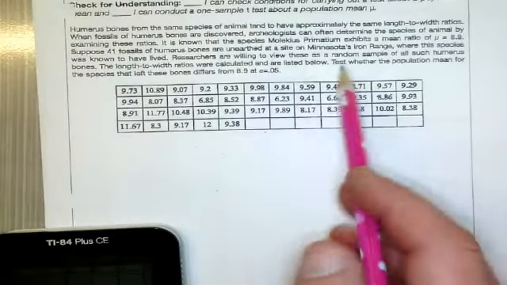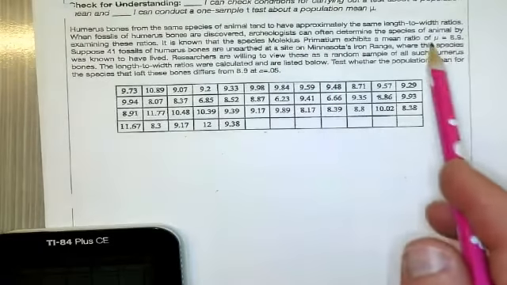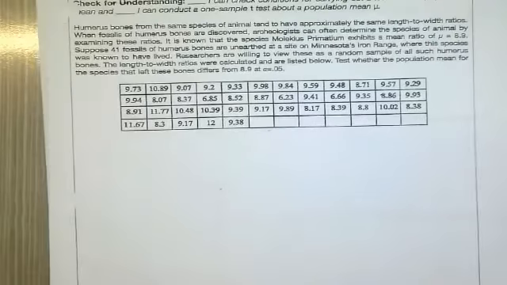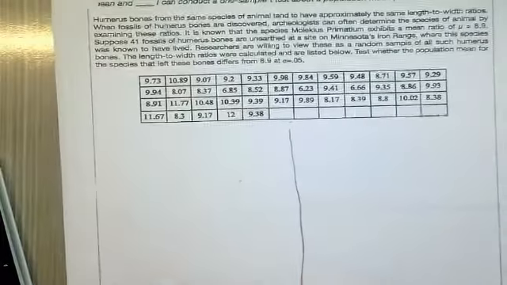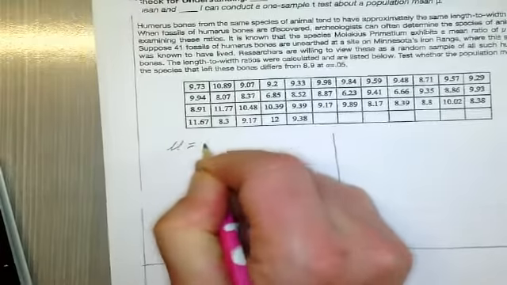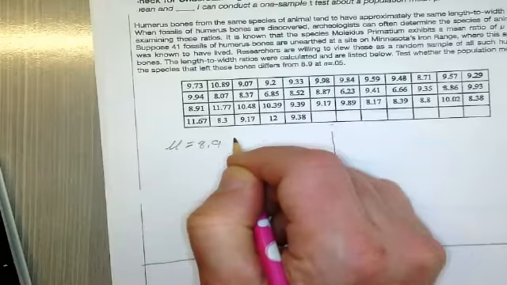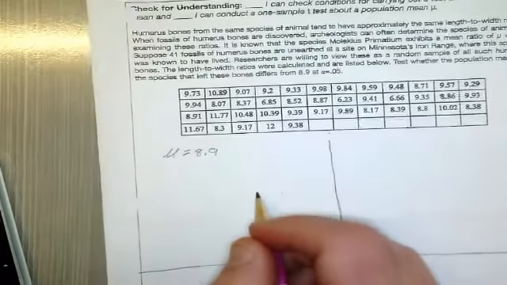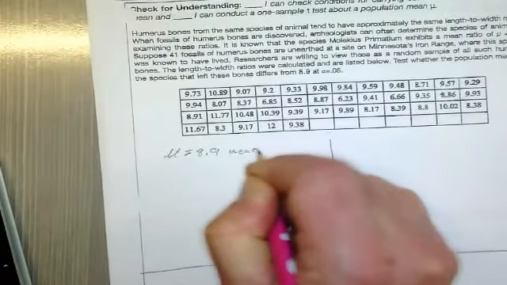Okay, so it's talking about these humerus bones, or the molluscus primate, whatever they're called, and it has a mean ratio of mu equals 8.9. So I'm going to go ahead and create my split screen here, and write mu equals 8.9. I think it's in centimeters. Oh, it's a ratio. Okay, so we'll just leave it as 8.9, mean ratio.